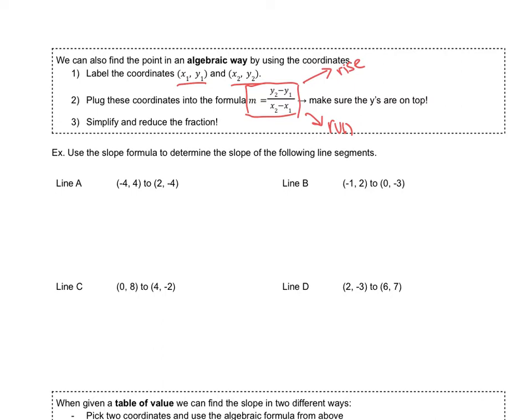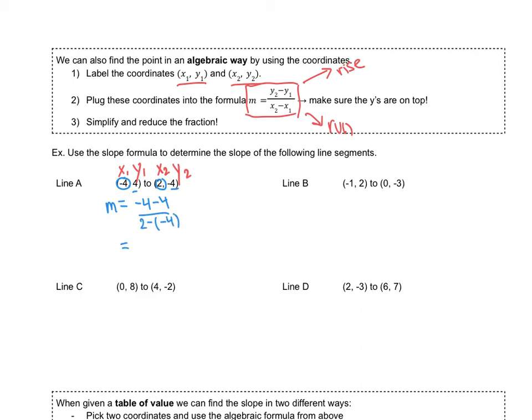Step 1, organize yourself, label your coordinates. So I'm going to say this is x1, y1, x2, y2. And now let's go to our formula. So the formula says y2 minus y1, so -4, subtract 4. And then x2 minus x1, so 2 subtract -4.